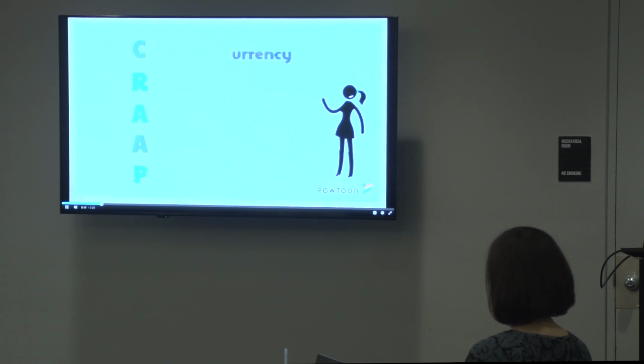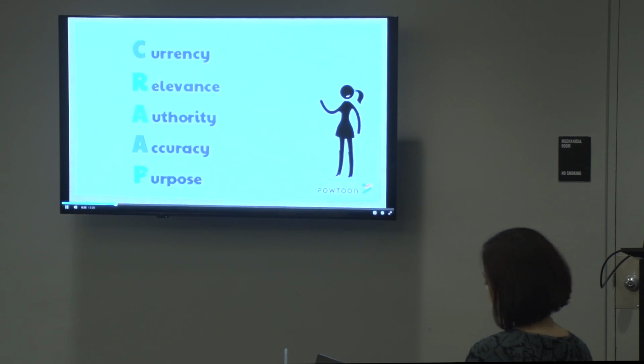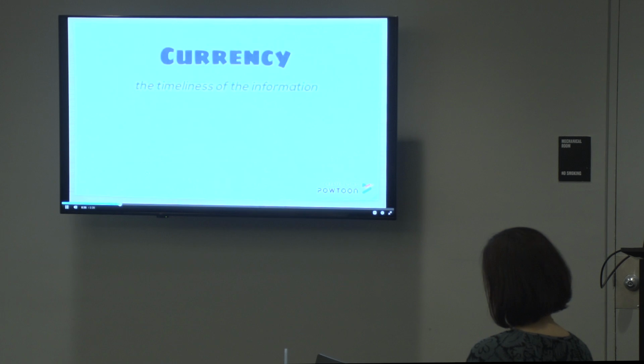The CRAP method can be used to help you evaluate a source. In this case, CRAP stands for currency, relevance, authority, accuracy, and purpose. Currency refers to the timeliness of the information. To check the currency of a source, you can look at things like when was the information published or posted? Has the information been revised or updated? And are the links functional?